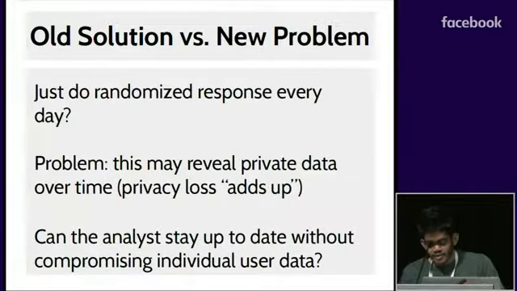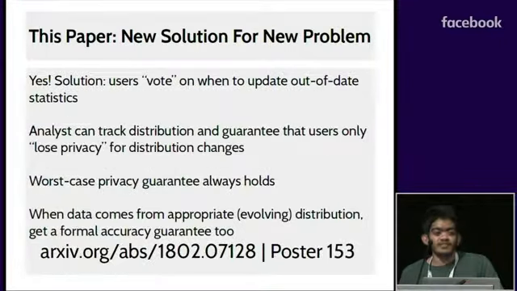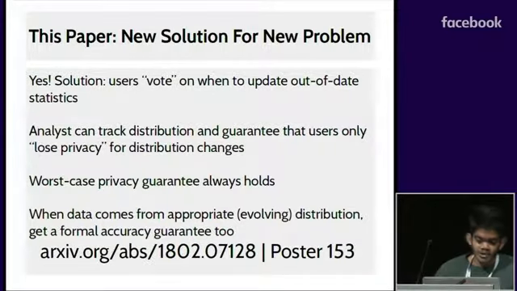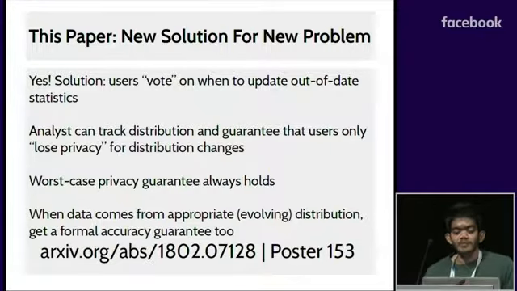So the question that we have is, can the analyst still stay up to date without compromising individual user data? And what our paper says is that the answer to this question is yes. At a high level, our solution relies on users voting on when to update these out-of-date statistics. And this enables the analyst to track distribution changes and guarantee that users only lose privacy when the underlying distribution actually changes.